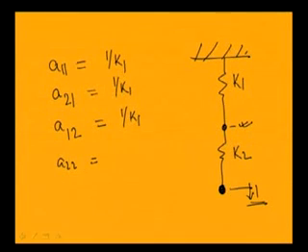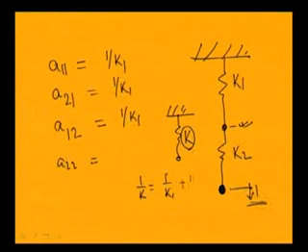when the force is acting at this position, this will be equivalent to a single spring with equivalent stiffness K. You know this equivalent stiffness is given by 1 by K equal to 1 by K1 plus 1 by K2. So you can find this K, and this 1 by K is the displacement at this position. So this is equal to 1 by K1 plus 1 by K2. In this way you can find the flexibility influence coefficient of the system.